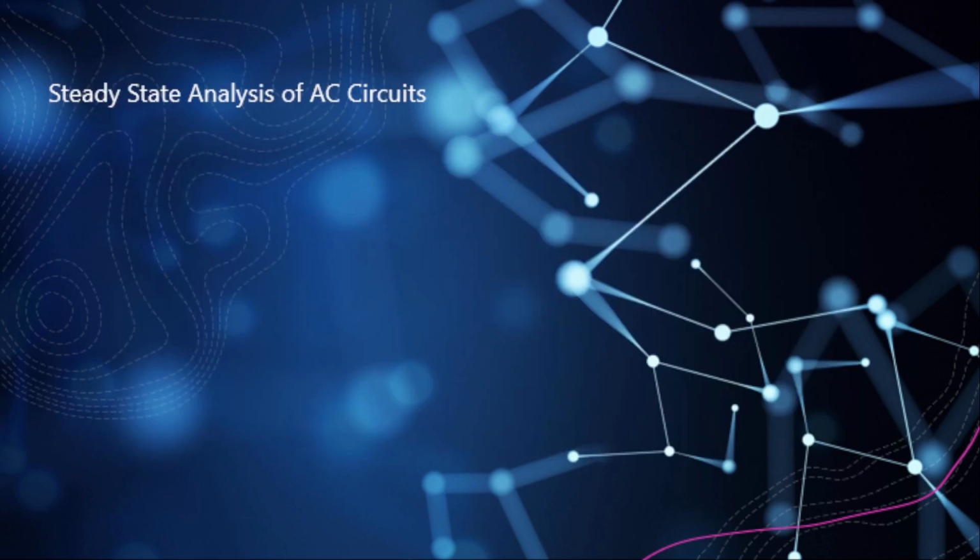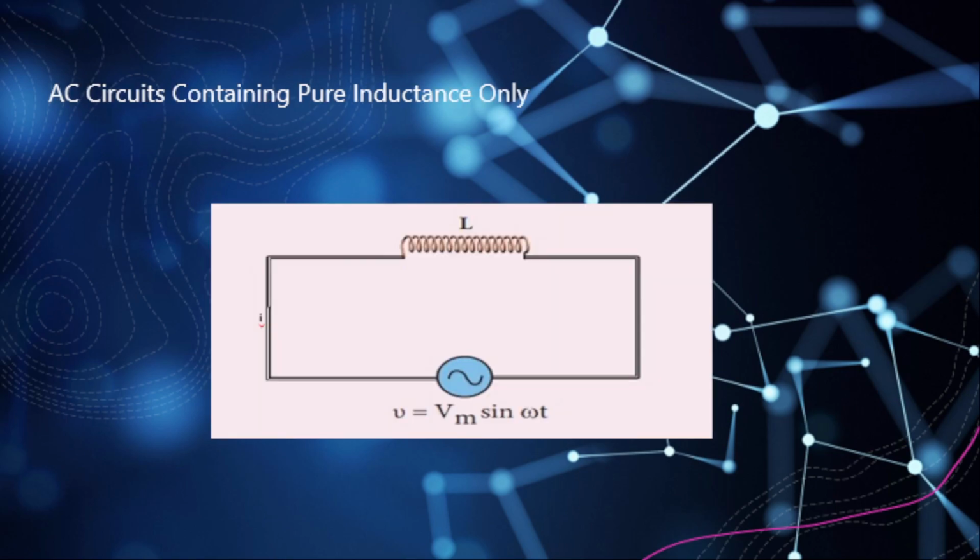That being said, we are coming back to our steady state analysis of AC circuits. And the first thing we're going to look at here is an AC circuit containing pure inductance only. Now, by pure inductive coil, that is this coil you're seeing right here at the top, we mean a coil that has no ohmic resistance and hence no I square R loss.